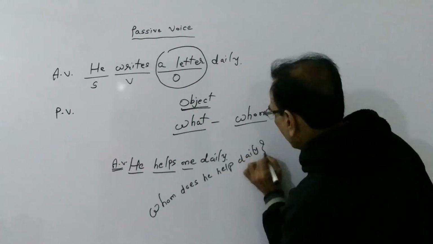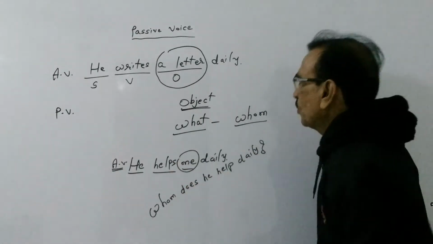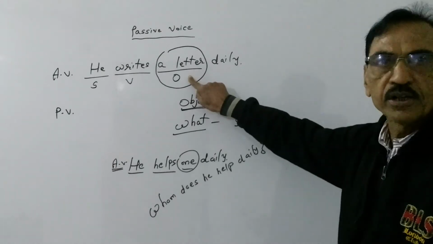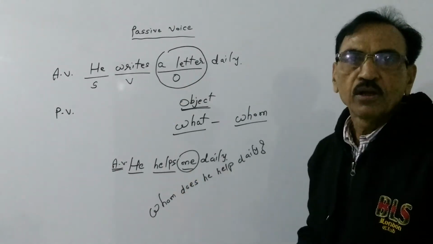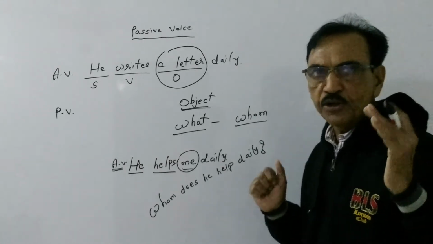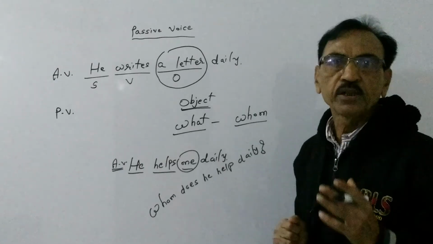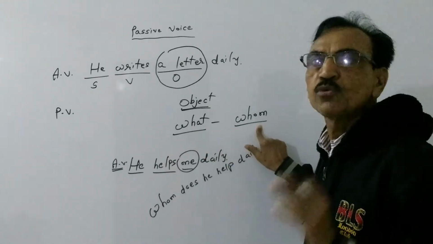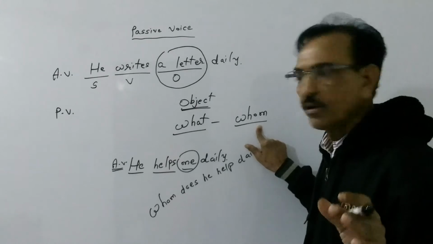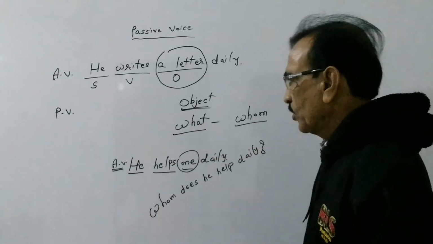So, the answer will be me. In the first sentence, a letter is an object, whereas in the second sentence, me is an object. This is the main strategy to find out an object in the given sentence. We have to frame the question by using what and whom, friend. Right?